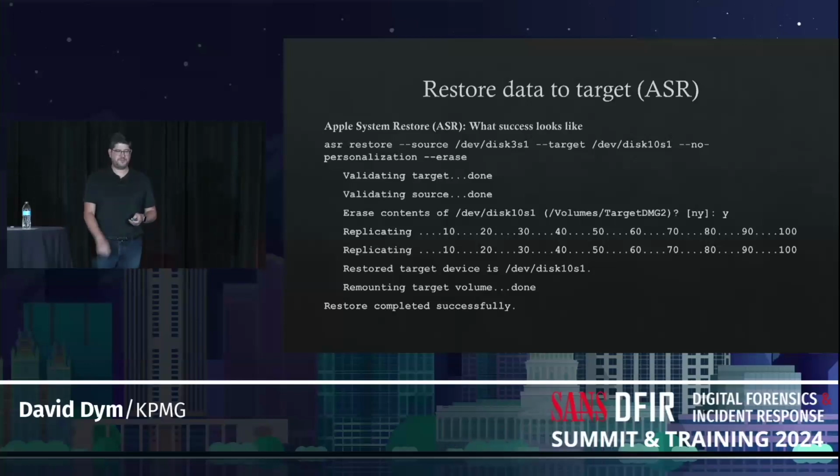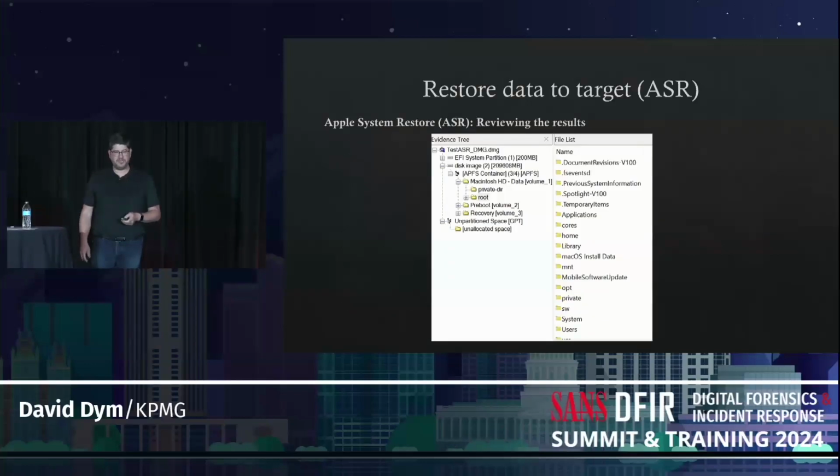You could save it. And then you want to throw the DMG into FTK Imager just to take a look at it real quick. And this is what the file system looks like. You get the EFI system, your disk image is what it calls it. And then you don't get unallocated, but you do get the unpartitioned space, which is really nothing there.